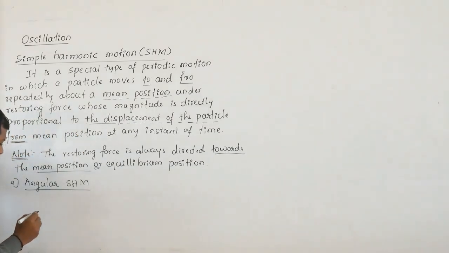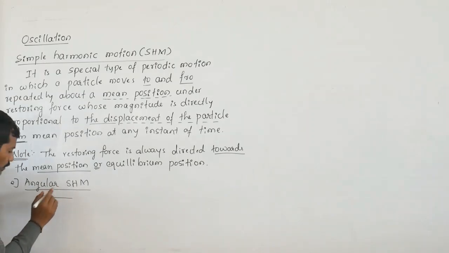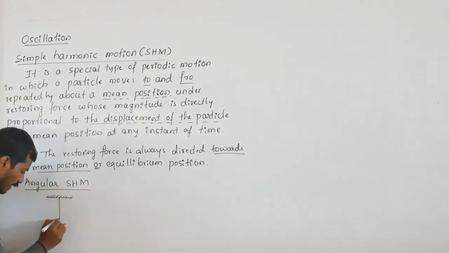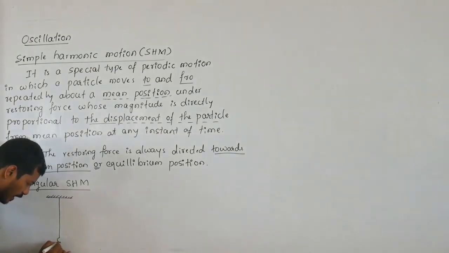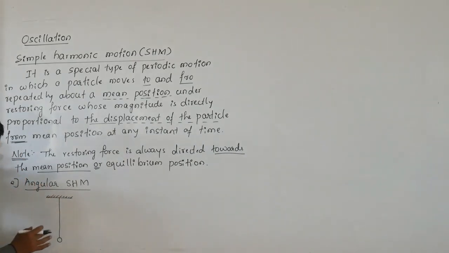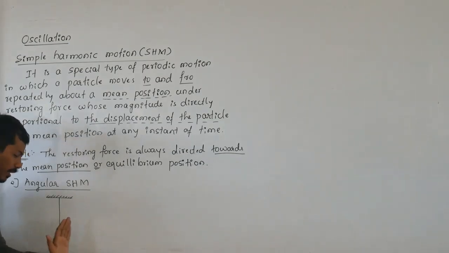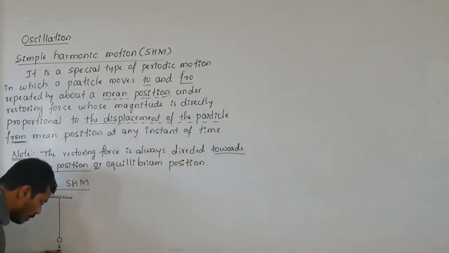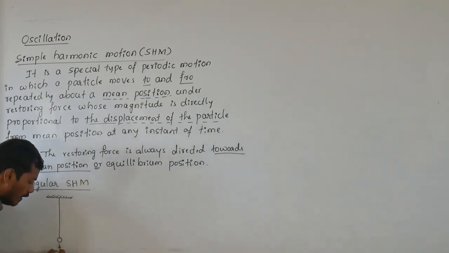If there is a rigid support, one bob is hanged with the help of a string. When you apply a force like this, the weight of the body is always directed towards the ground, whose mass is m, under the action of gravity g. That is mg, the force. That is the weight of the body.